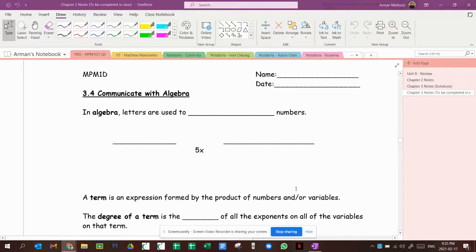Okay, so you guys are doing 3.4 today on your own. So I'm going to go through this section in a little bit more detail.